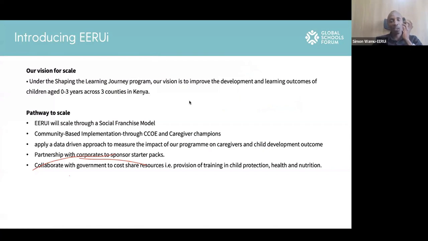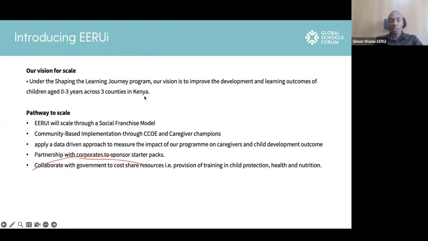So our vision for scale is to improve the development and learning outcomes of children aged 0 to 3 across 3 counties in Kenya. And we have a deliberate pathway to scale, where we have established that scaling through the social franchise model gives us the best shot to achieve that, and use of community-based implementation through establishing centers of excellence and launching and onboarding caregiver champions to help us to drive that process, because in that way they ensure that the approach is well grounded within the community, and it also receives necessary support from the community itself.